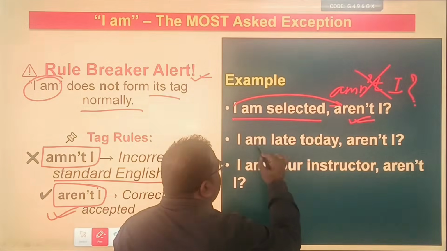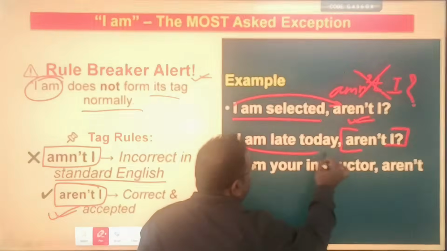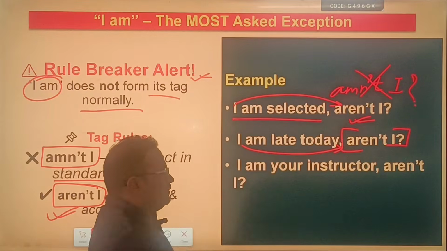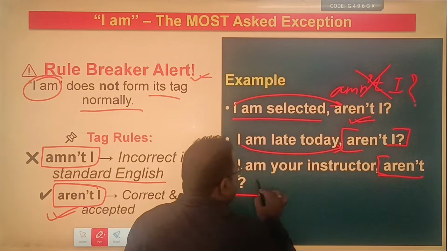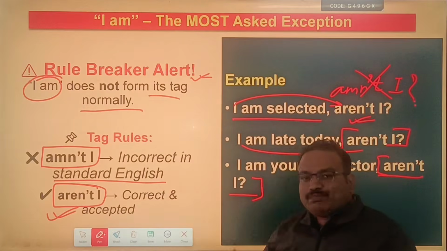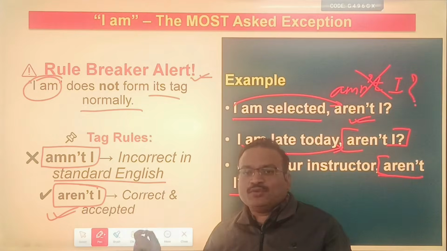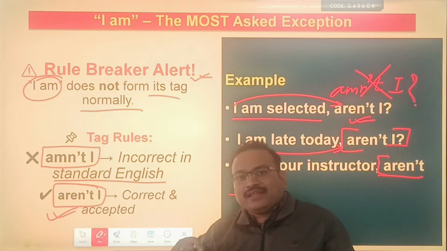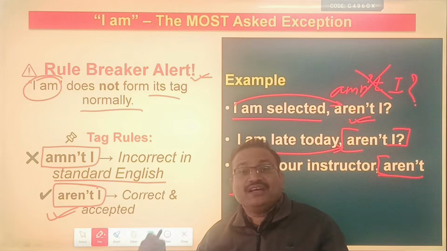I am late today. So what will the question tag be? Aren't I, not amn't I. I am your instructor. Aren't I, not amn't I. So that is why it is a rule breaker. Breaking the rule, and that is why it becomes very, very important to keep this rule in mind. For I am, the question tag will be aren't I, not amn't I.